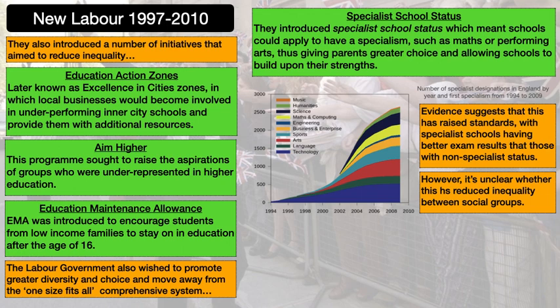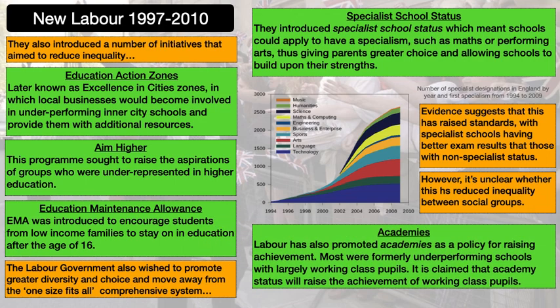The other policy to give parents greater choice was the introduction of academies. They promoted academies as a policy for raising achievement. Most were actually previously underperforming schools with largely working class pupils, and it's claimed that academy status will raise the achievement of those working class pupils.